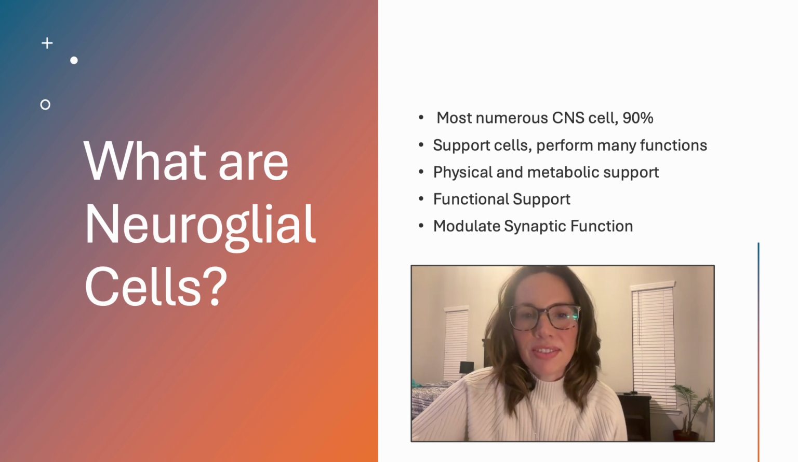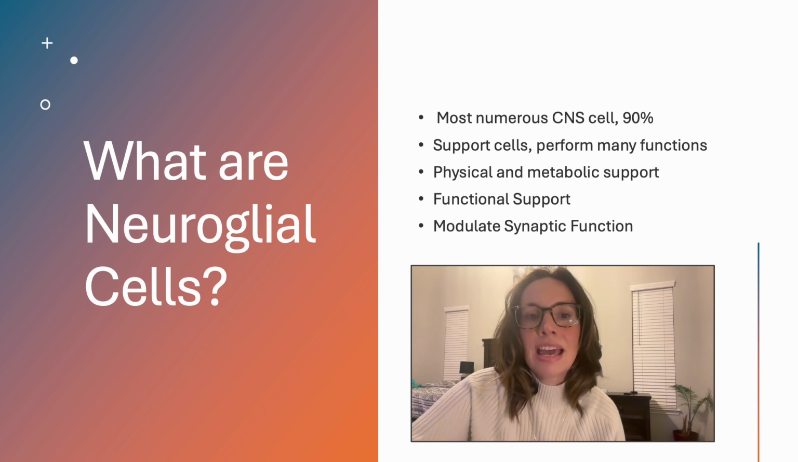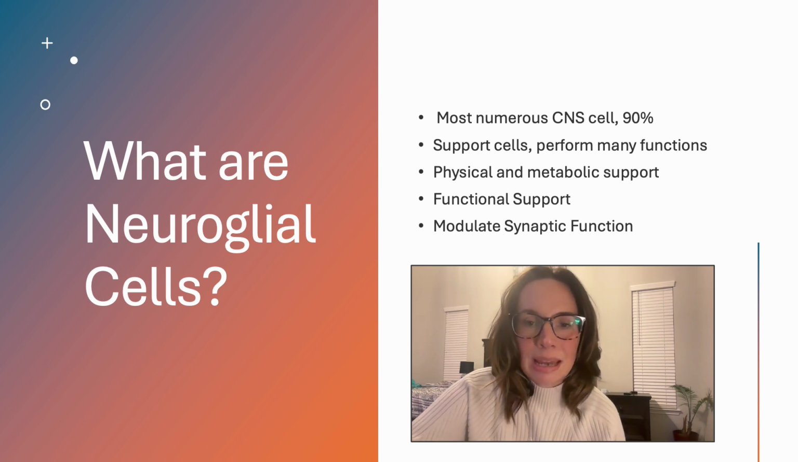When most people think about the nervous system, the first thing that comes to mind is neurons and neurotransmission. However, there are two main categories of neural cells, neurons and glial cells. It may come as a surprise then to learn that glial cells are actually the most numerous neural cell, making up 90% of central nervous system cells by number. This video will cover the 4 types of glial cells and the many ways neuroglial cells function to support other central nervous system cells, such as providing physical, metabolic, and functional support. And I'll also talk about how they modulate synaptic function.